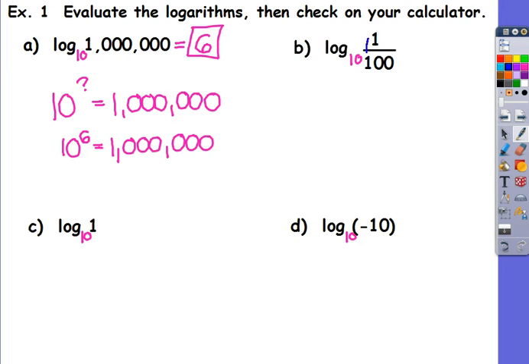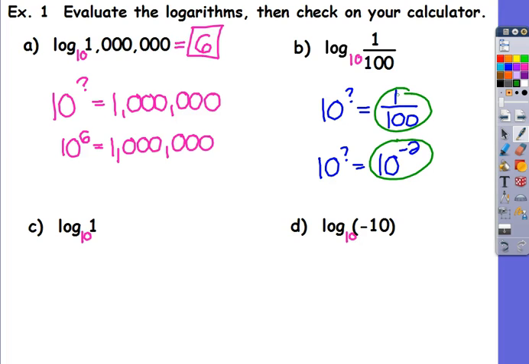Now on part B, I might be thinking, well, what if I gave you this? 10 to what power is 100? That should be 2. So if I see 1 over 100, I'd be thinking my exponent, or that logarithm, should be negative. So my base is 10. A log is an exponent. I want to know what the exponent on 10 is that would give me 1 over 100. Well, again, 10 squared is 100. So 10 to the negative 2 power would be equivalent to 1 over 100. Therefore, my exponent should be negative 2. So that's the answer to part B. Part C, 10 to what power is going to give you 1?